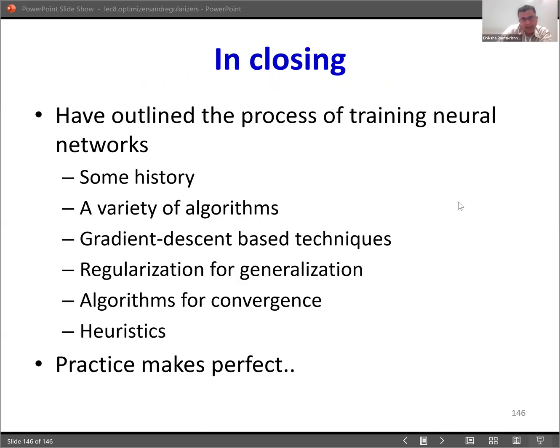So in closing, over the past few lectures, we've outlined the process of training neural networks with some history, a variety of algorithms. We've looked at gradient descent-based techniques, regularization for generalization, algorithms for convergence, and some heuristics. But eventually, you're only going to learn through practice. Practice makes you perfect.